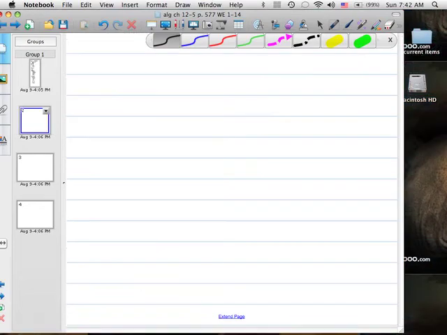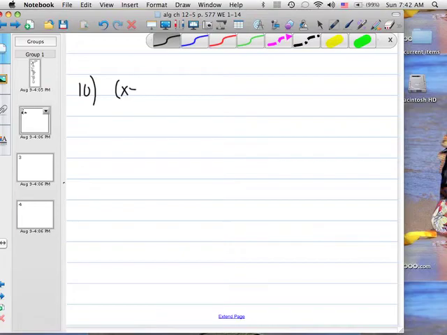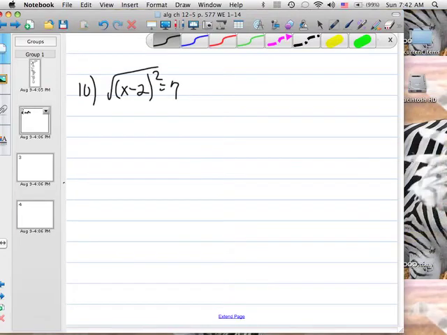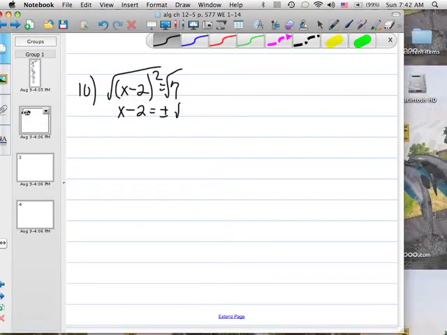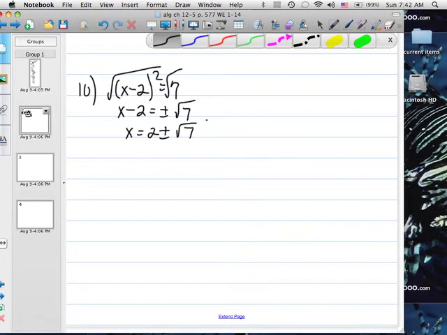Problem number 10. We have the quantity x minus 2 squared equals 7. I would just take the square root of both sides. So we get x minus 2 equals plus or minus radical 7. Add 2, so we get x equals 2 plus or minus the square root of 7. And that's our solution for number 10.